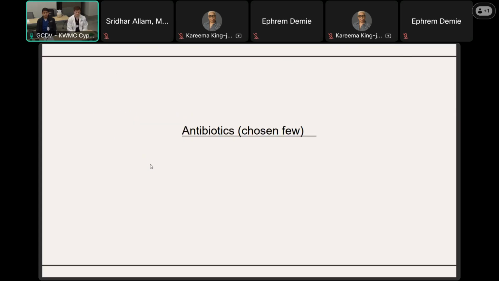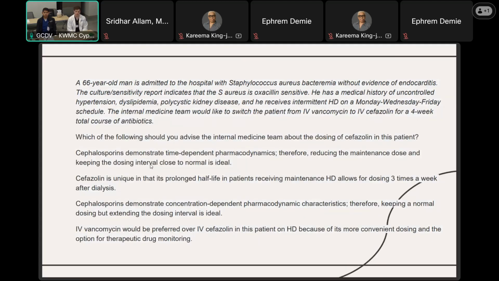Okay, antibiotics. A 66-year-old man is admitted to the hospital with a Staph aureus bacteremia without evidence of endocarditis. The culture sensitivity report indicates that the Staph aureus is oxacillin sensitive. He has a medical history of uncontrolled hypertension, dyslipidemia, polycystic kidney disease, and receives intermittent hemodialysis on a Monday, Wednesday, Friday schedule. The internal medicine team would like to switch the patient from IV vancomycin to cefazolin for a 4-week total course of antibiotic. Which of the following should be advised to the internal medicine team about the dosing of cefazolin in this patient?